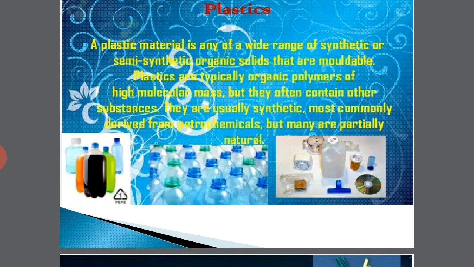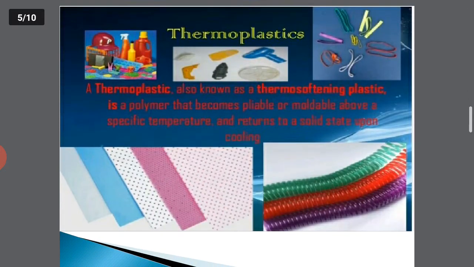Okay, let's go further. Types of plastic. In this we will study about types of plastic. There are two types of plastic. One is thermoplastic, other is thermosetting plastic. Thermoplastic, also known as thermosoftening plastic, is a polymer that becomes pliable or moldable above a specific temperature and returns to a solid state upon cooling.